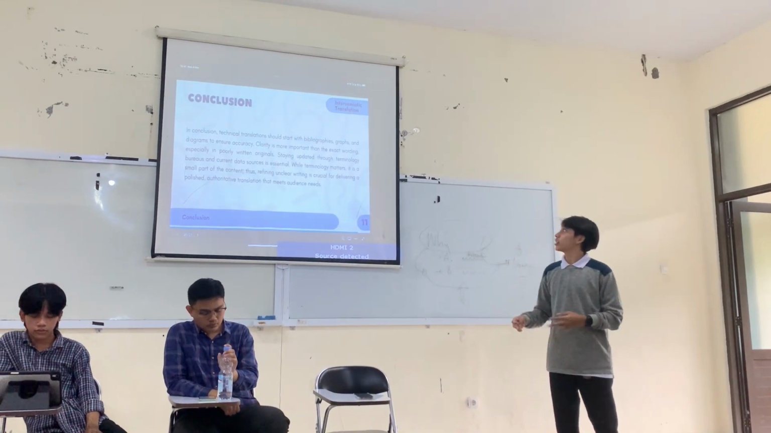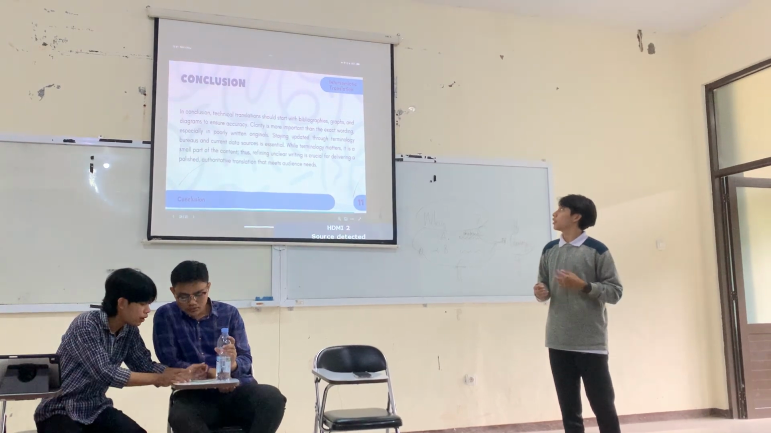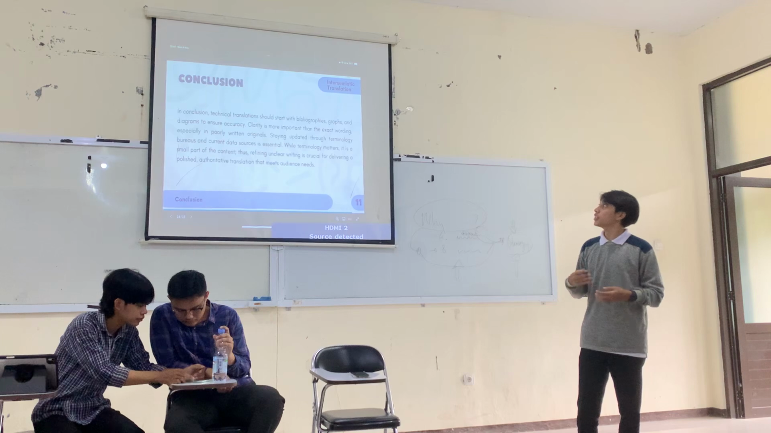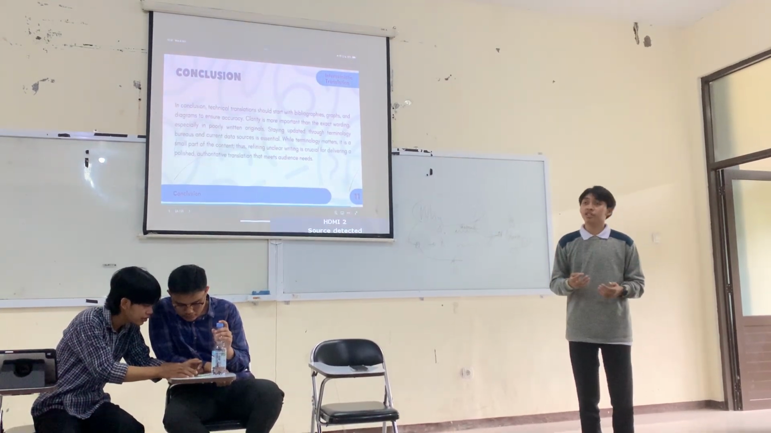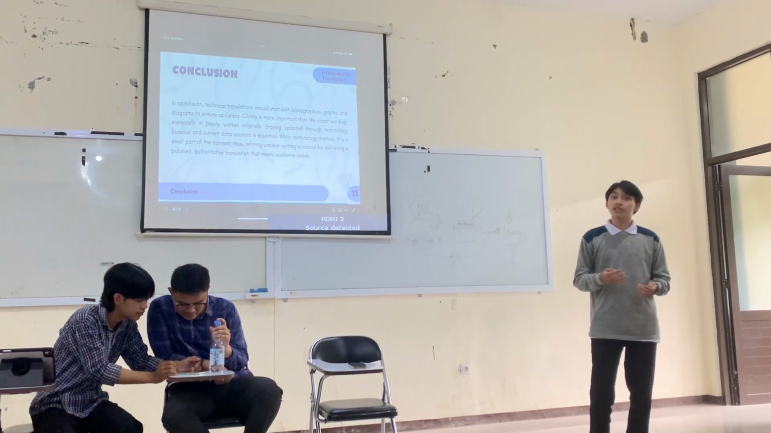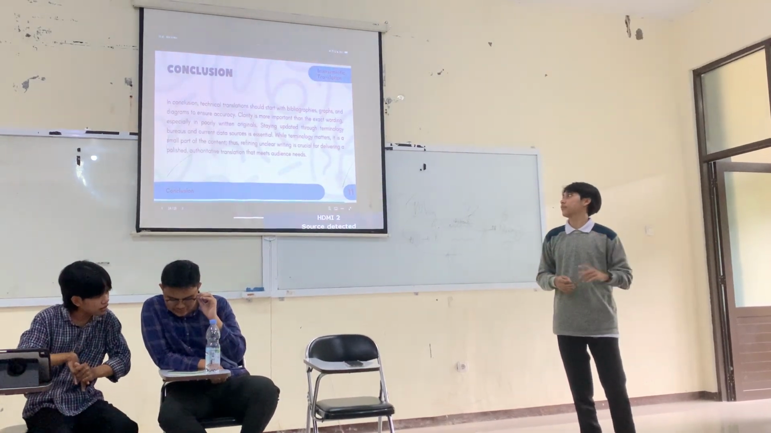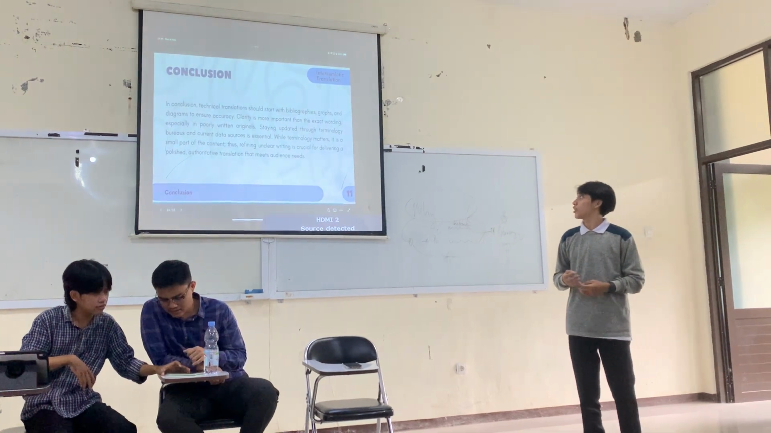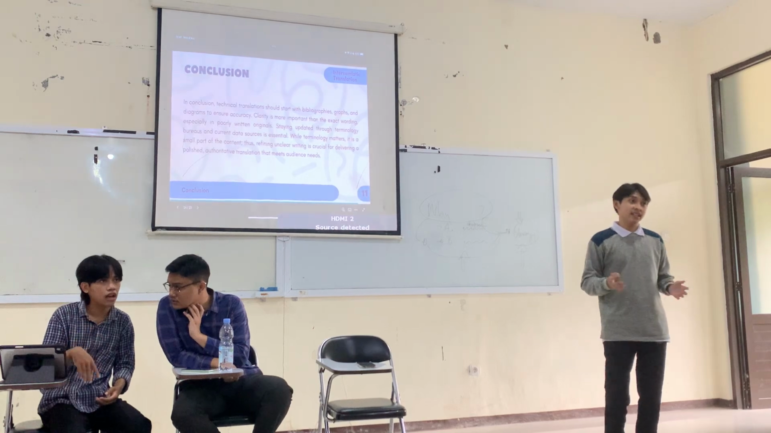And finally, we are in conclusion. So, in conclusion, technical translation should start with bibliographies, graphs, and diagrams to ensure accuracy. Clarity is more important than the exact wording, especially with poorly written originals. Staying updated through terminology bureaus and current data sources is essential. And while terminology matters, it is a small part of the content. Thus, refining unclear writing is crucial for delivering a polished, authoritative translation that meets audience needs.